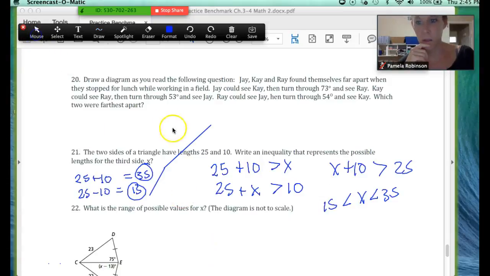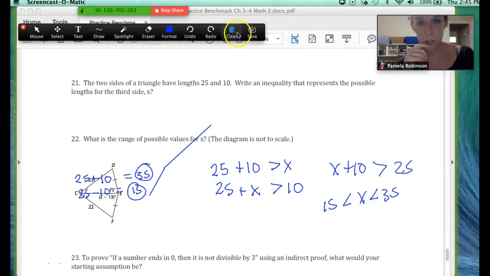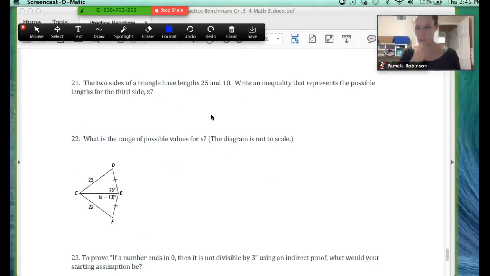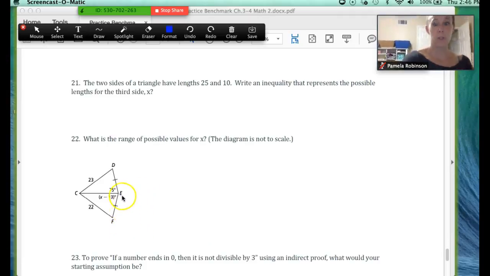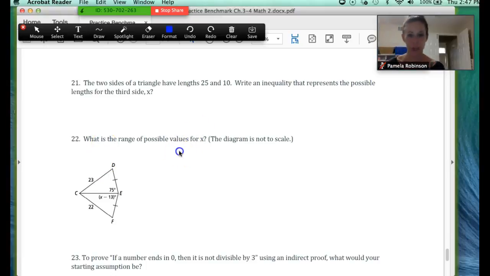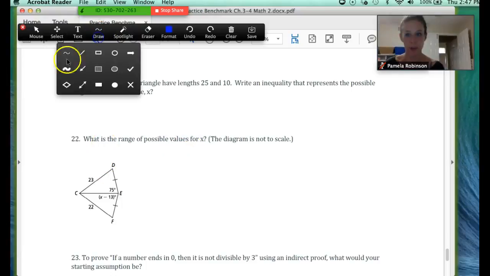Okay, let's go on to 22. What's the range? Let's clear this. What's the range of possible values for x? The diagram's not to scale. All right, looking at this one, this is once again that hinge theorem. If you look and you're given the corollary, okay? So you're given a triangle, and okay, this one is the corollary in section 4.7, okay? Because we're dealing with 2 triangles right now, not 1 triangle.